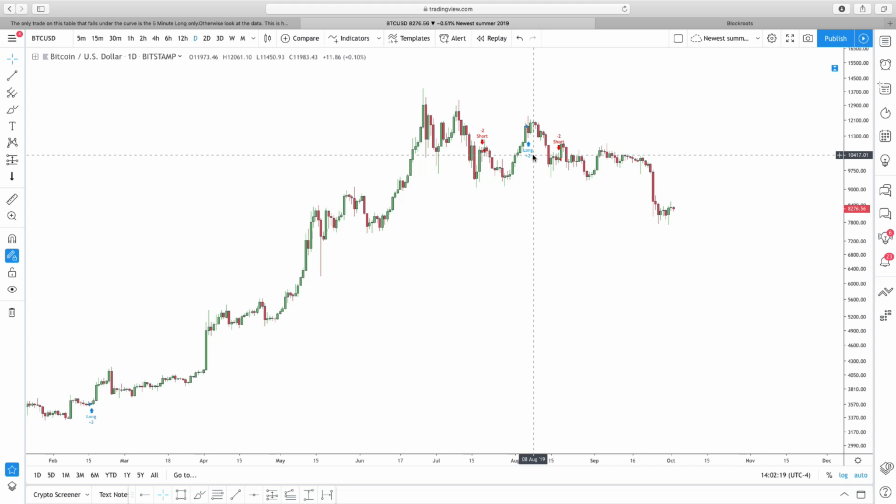So the point of using any type of system, and this is why systems fail a lot of the times in crypto, is that you have to completely be systematic about your application of it. You have to be robotic. That means that every signal you take to long, you take that signal. Every signal you take to sell or short, you take that signal. And you continue to apply this over a large enough sample size so that you can experience the benefit of the positive yield, or the positive expectancy, rather, after a large enough amount of trades.